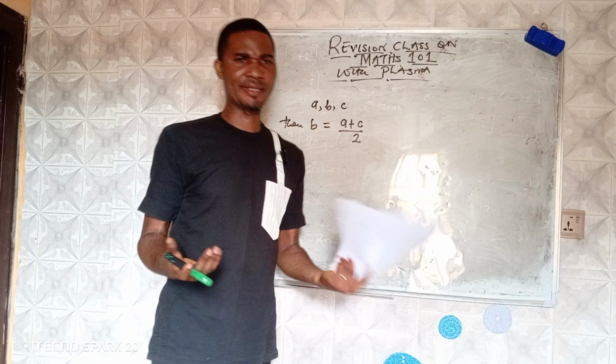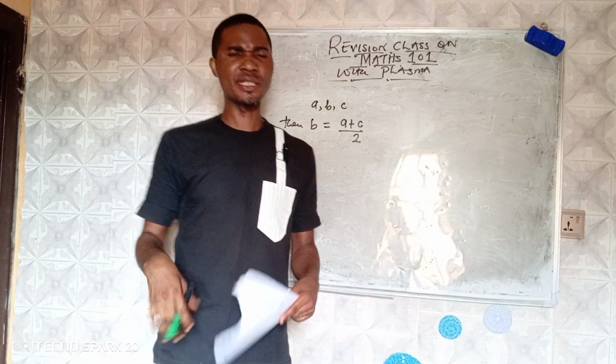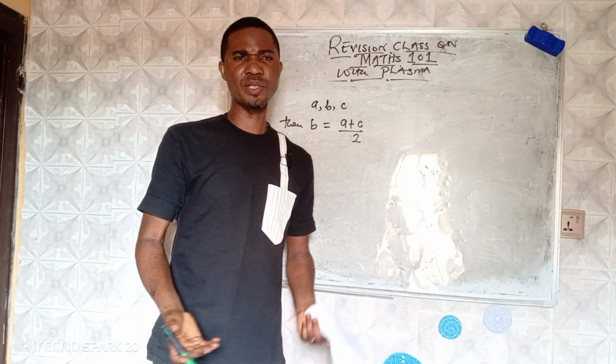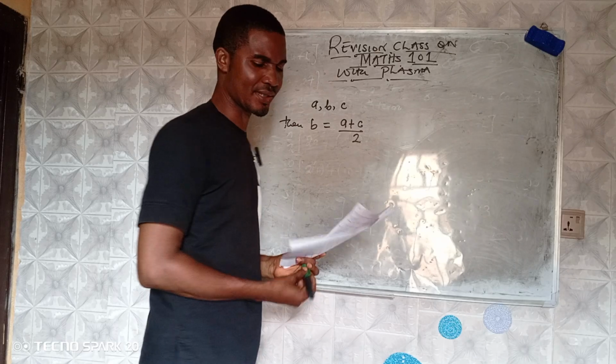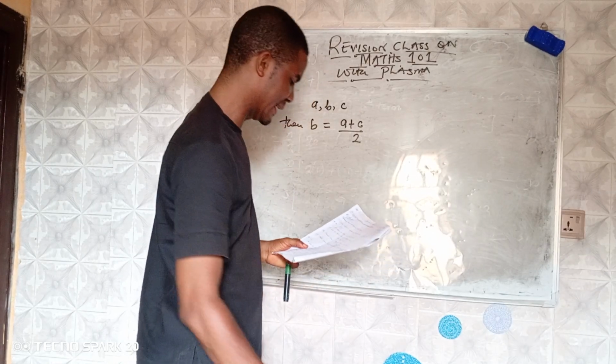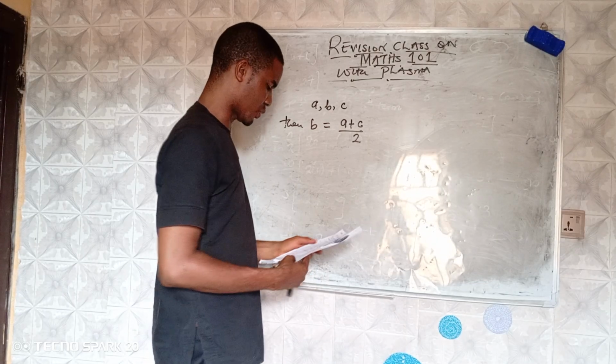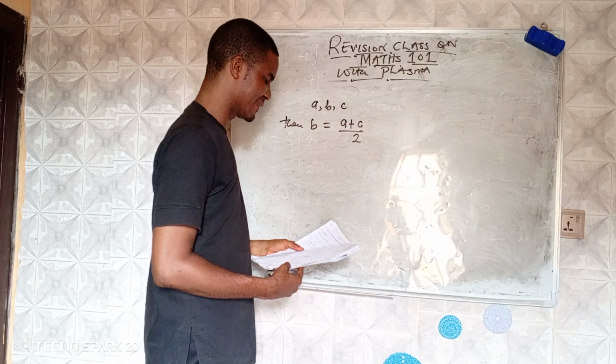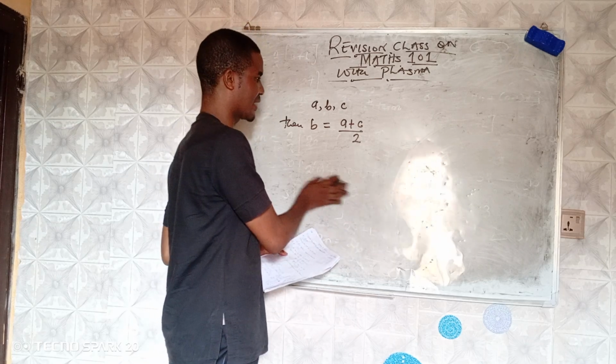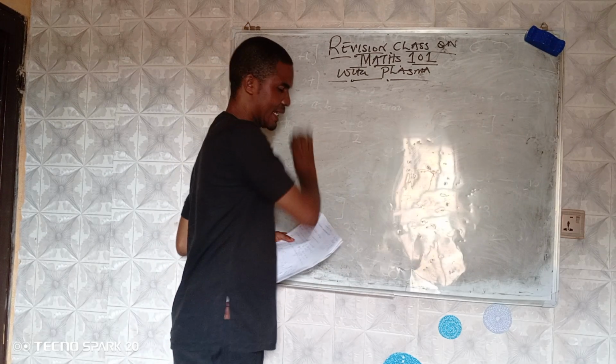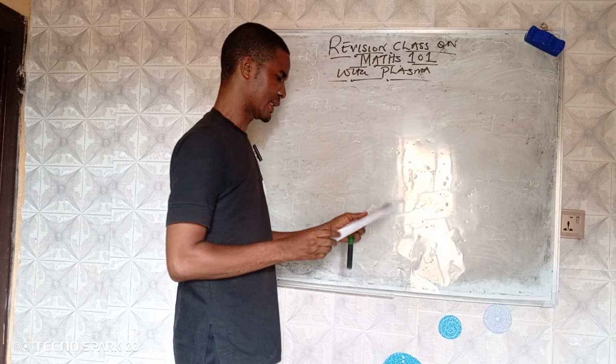And someone will ask, how does this come out in the exam? Sometimes we call it missing terms. So when we go to the past questions, we're going to see. But just mark that this is what we call arithmetic mean, which is also referred to as missing terms. There is an example I want to bring out here.